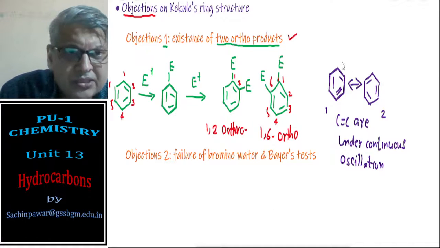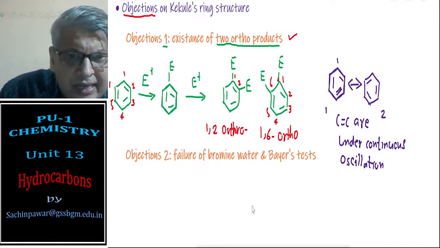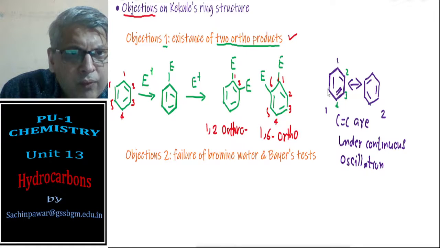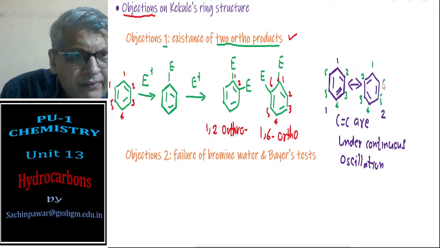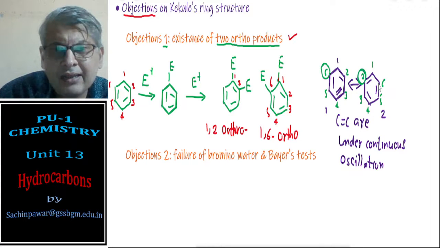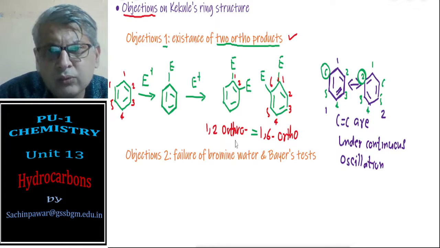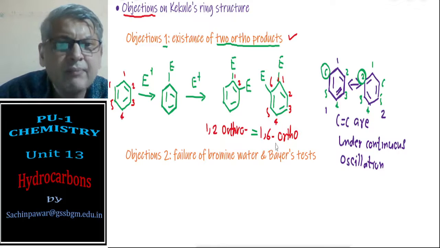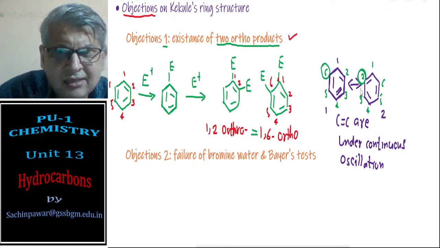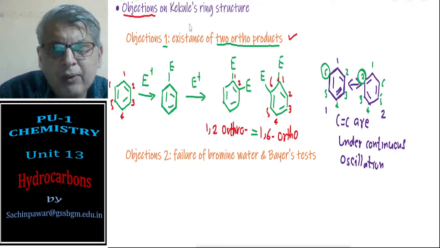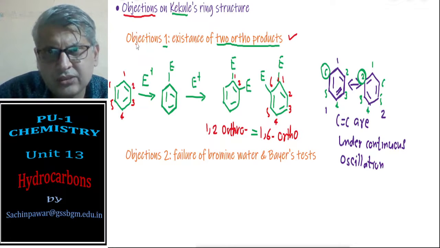And here in Kekulé structure 1, if you just check, I number it as 1 2 3 4 5 6. Then I can number this accordingly. The IUPAC system should be numbered as 1 2 3 4 5 6. Then you see position number 6 and position number 2 are identical. That means the 1,2 ortho product becomes the same as the 1,6 ortho product. And this is the analogy proposed by Kekulé to overcome objection number 1.